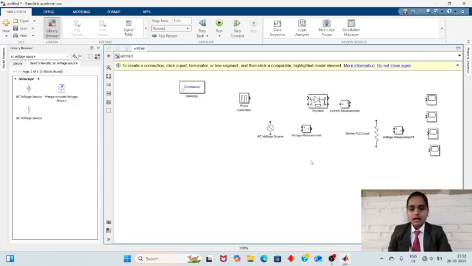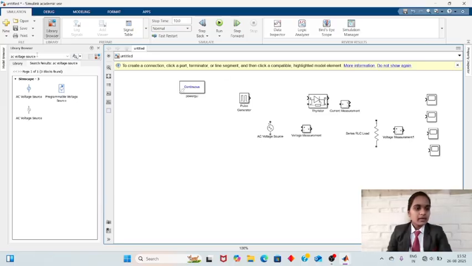I am going to do the MATLAB simulation of the thyristor or SCR. All the requirements are in the simulation. So this is the power gui. Without this we can't find or define any output in the MATLAB simulation. These components are taken from the library browser.